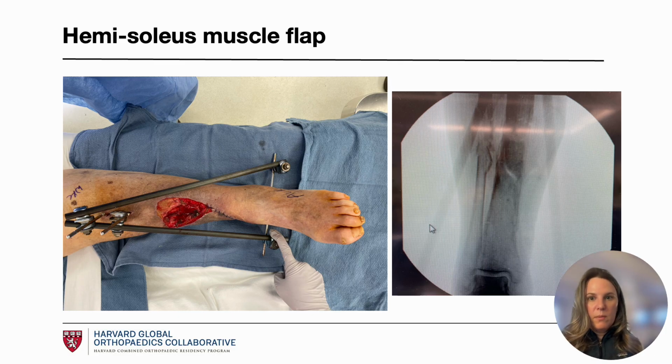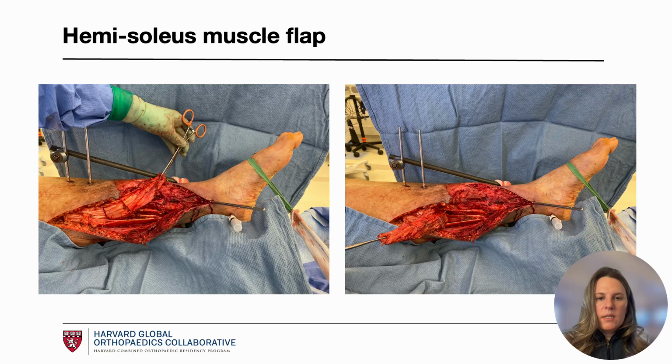It can also be unreliable as a result. However, in the right patient, it can solve a complex mid-tibial open fracture, as long as the soft tissue defect is relatively small. It is supplied by perforators from the posterior tibial artery. It's located between the gastrocnemius muscle and then the deep posterior compartment.